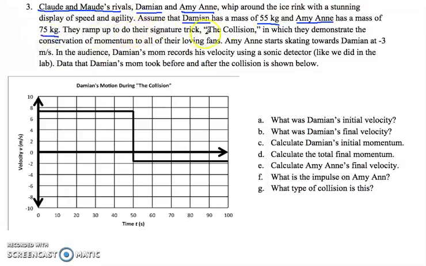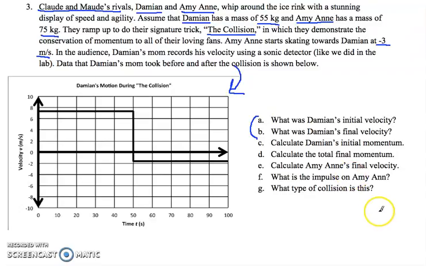They ramp up to do the signature trick, the collision, in which they demonstrate the conservation of momentum to all their loving fans. So Amy Ann starts skating towards Damien at -3 meters a second. It says in the audience, Damien's mom records his velocity using a sonic detector like we did in the lab. So the data Damien's mom took after the collision is shown below. So it's asking what is Damien's initial velocity and what is his final velocity.